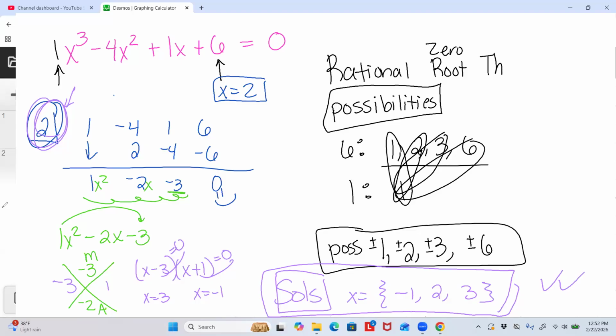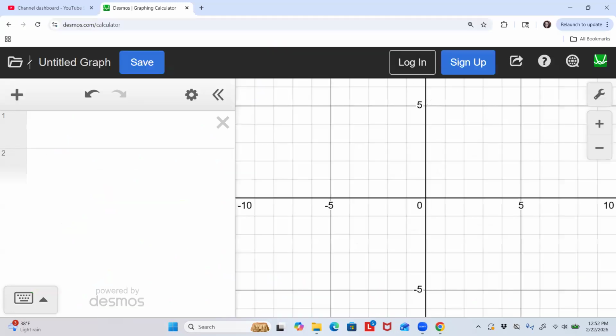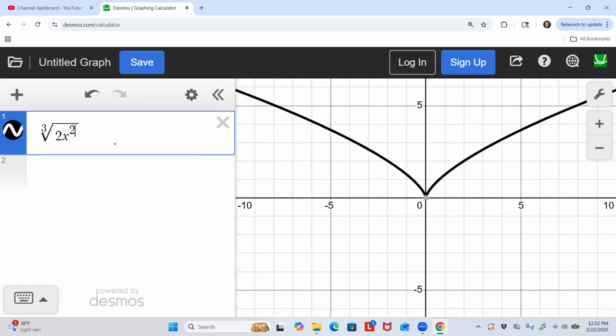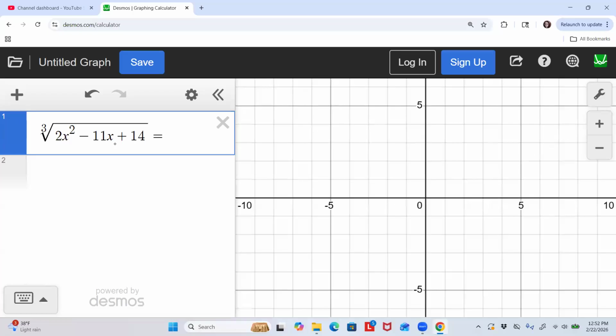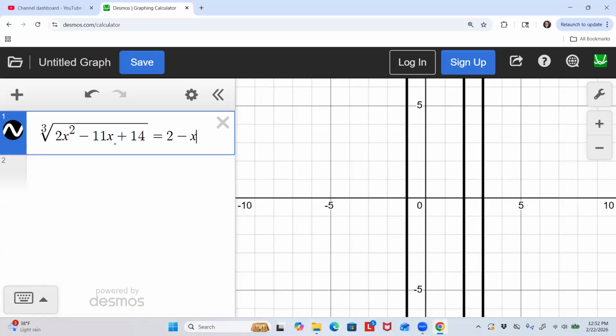I would like to use Desmos to back up my answer. So if you're allowed to check your answers, this is how you would do it in Desmos or any graphing calculator. So our original question was cube root, CBRT, 2x squared minus 11x plus 14, and it equaled 2 minus x. And those solid lines, those are your answers. So you can see we have a solid line at -1 right there, 2 right there, and 3. And that was what I had. X equals -1, 2, and 3.